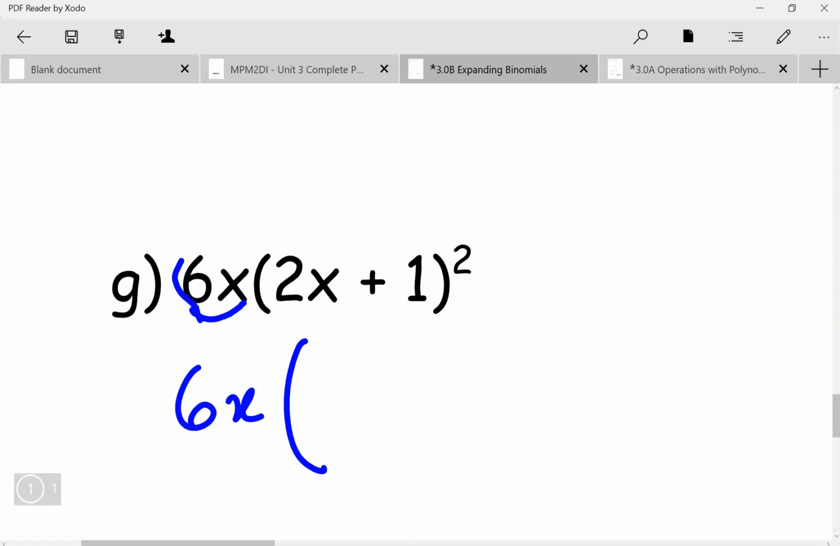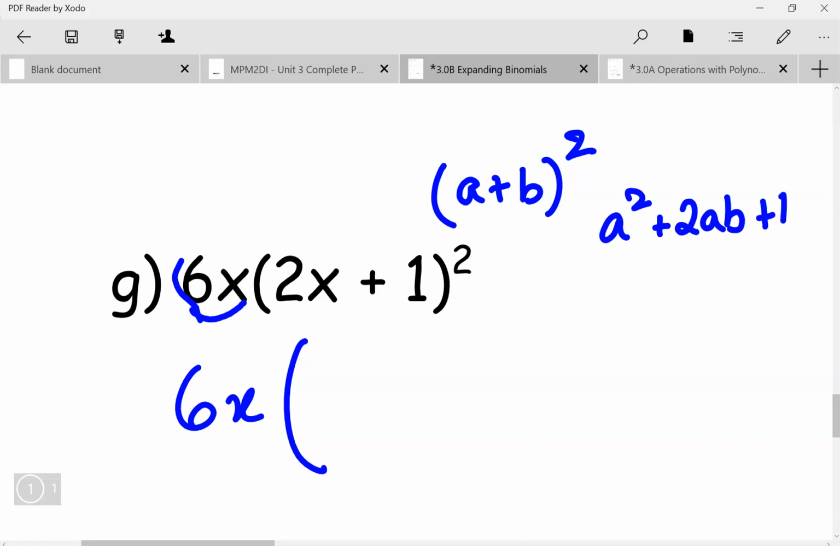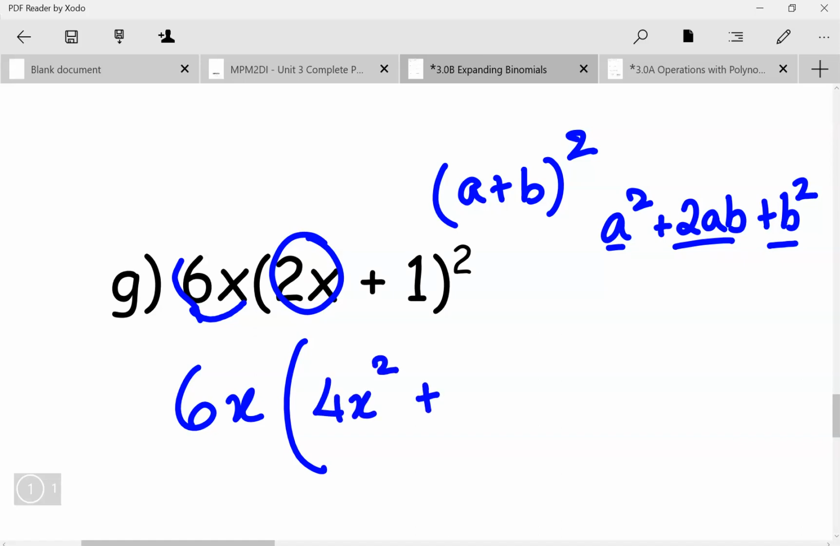So I'm going to put the 6x, and I'm going to use my shortcut for multiplying 2x plus 1 squared. I know that a plus b, whenever I see a bracket with a whole squared, I do the first term squared plus 2 times the first term times the second term plus the second term squared. A squared plus 2ab plus b squared. Again, if you say that in your head like 5 times, you'll memorize it. So a squared is 4x squared, plus 2 times 2x times 1 is 4x, plus b squared, the second term squared, which is 1 squared, is 1.